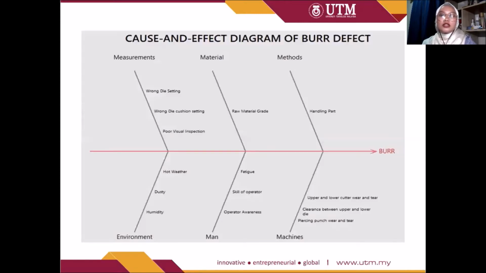This is the cause and effect diagram that I created using the Minitab software. The cause and effect diagram of burr defect can be categorized into six major causes: measurement, materials, method, environment, man, and machine. I will explain in detail about this in the next slides.